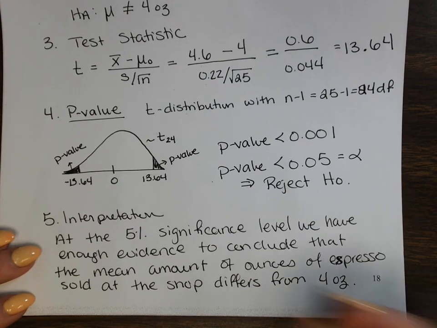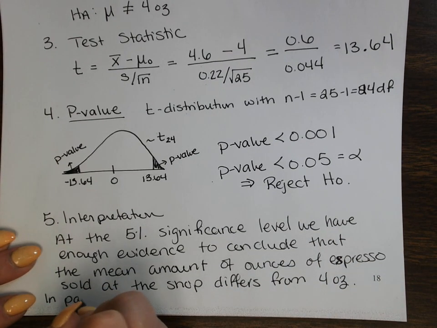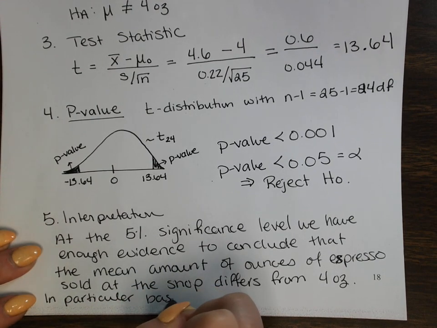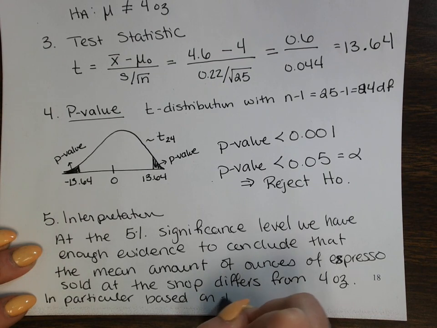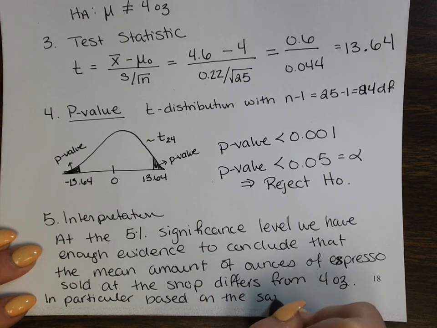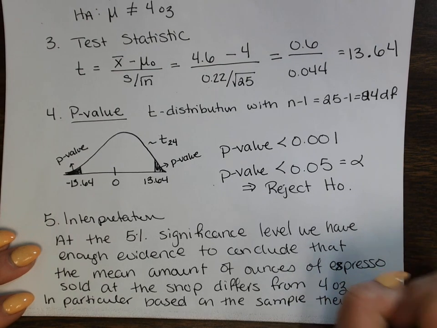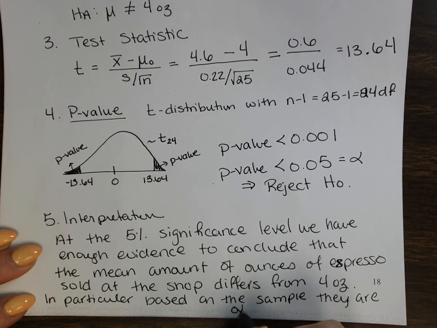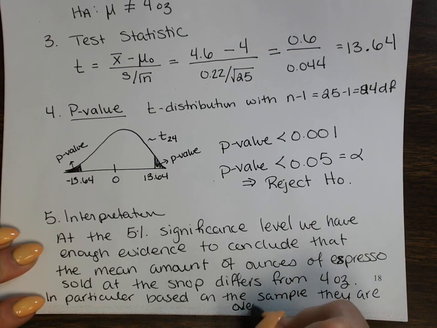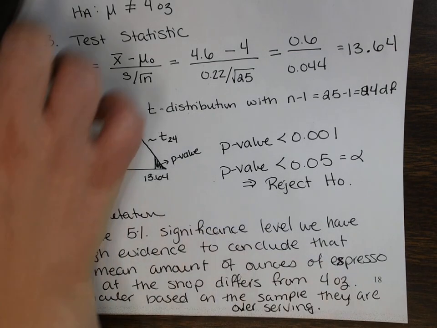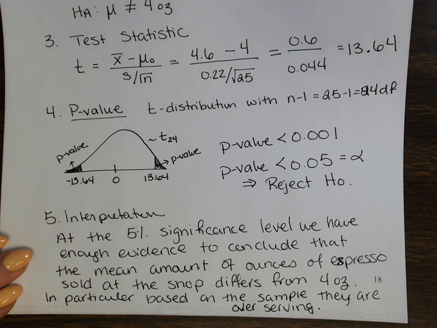And notice in particular, based on the sample, they are over-serving. And we know this because the sample mean, if we go back to our sample mean, was 4.6 ounces.